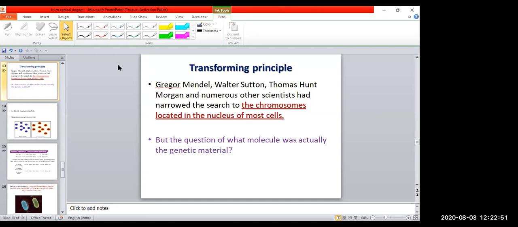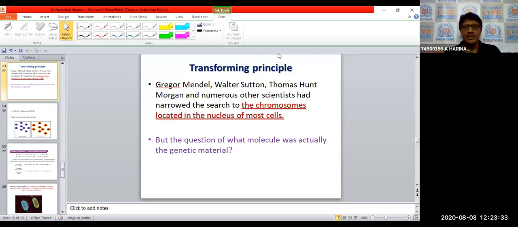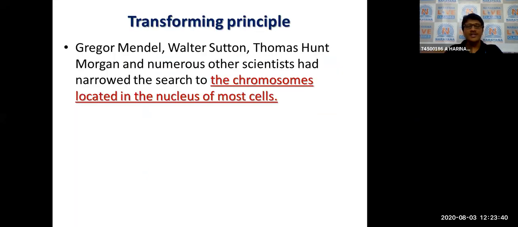Next, transforming principle. Up to 1929, they did not know exactly what the genetic material was, whether DNA, proteins, or RNA. So, transforming principle. Gregor Mendel worked on it.